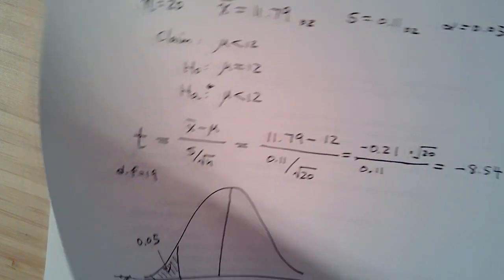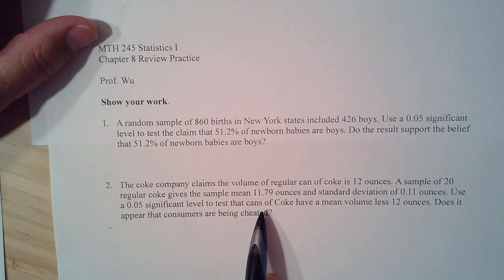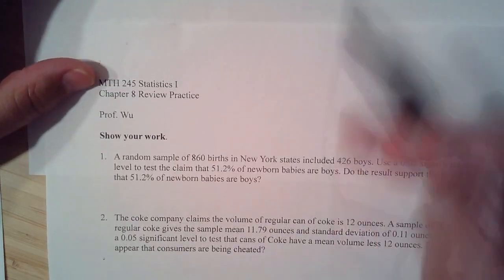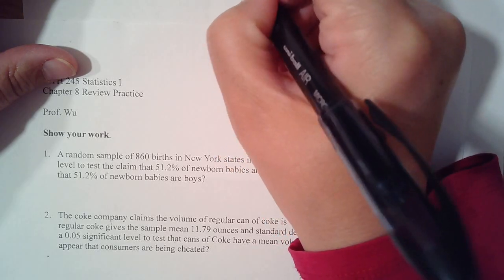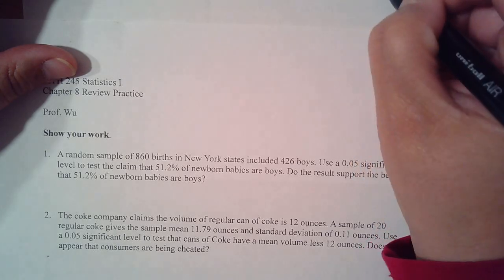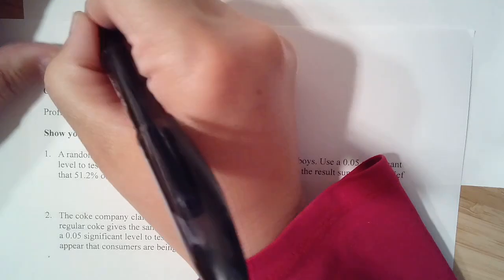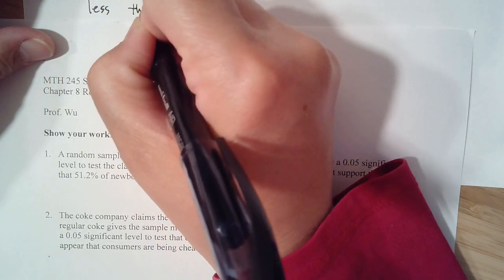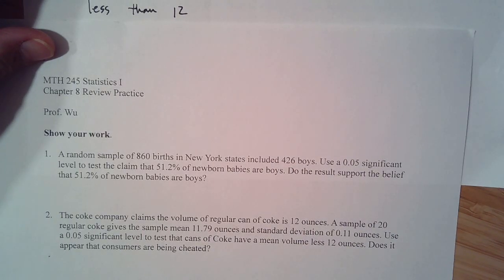Now let's look at the question. What does the original claim say? The original claim says that cans of Coke have a mean volume less than 12 ounces.